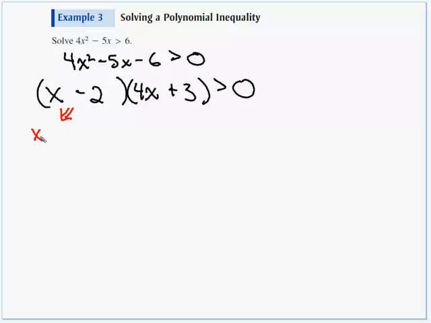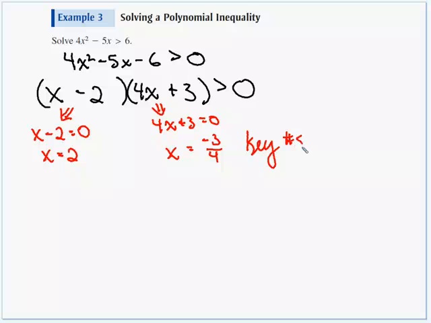So there's our factorization, and now, of course, we want to set each of these separately equal to 0 to get our key numbers. If x minus 2 is equal to 0, then x is 2. And for this one, if 4x plus 3 is equal to 0, then we're going to subtract 3 from each side. So that'll be a minus 3 over here. And then we'll divide through by 4, negative 3/4. So those are the key numbers. Again, those are going to chop up our number line into intervals that will either be part of our solution set or not.